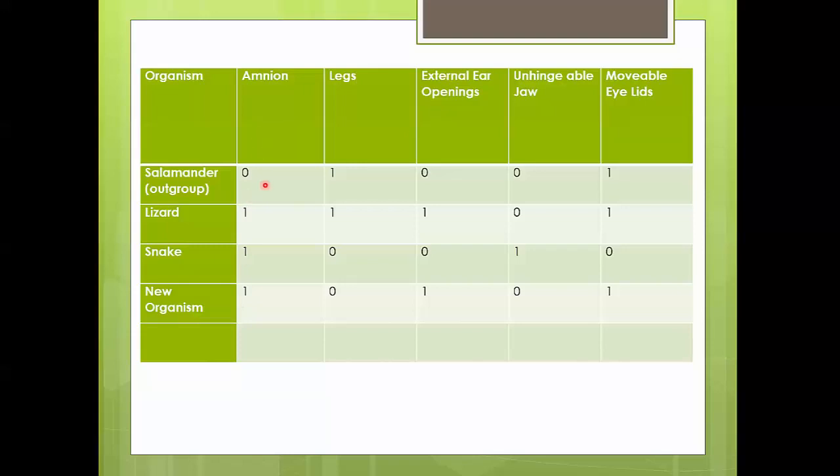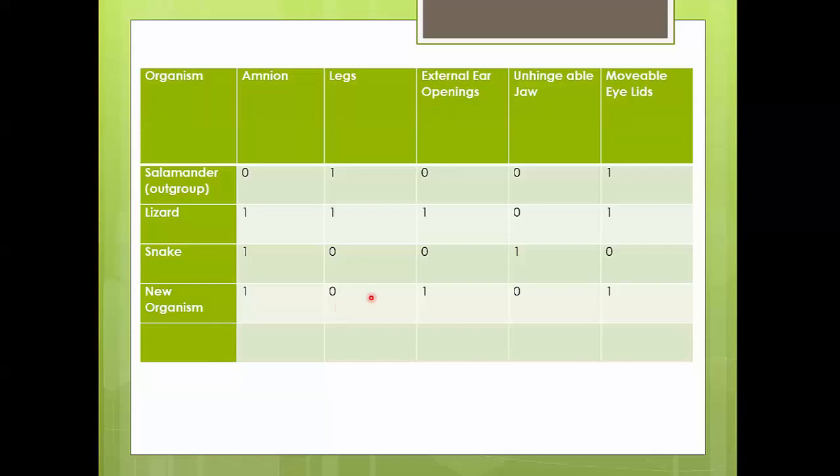Salamanders do not have an amnion. Okay, that's a membrane in the egg, but these all do. So these are all reptiles in this case. Legs. Salamanders have legs, lizards have legs, snakes do not. This organism does not. So okay, there's why we might call it a snake, right?